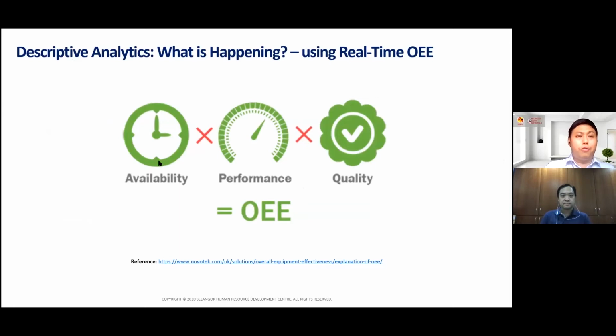Now, the simple way of doing descriptive analytics is basically trying to source out what is happening, right? And to get that, basically, you can use real-time OEE calculation, where you can look at the overall availability, performance, and the quality, right?